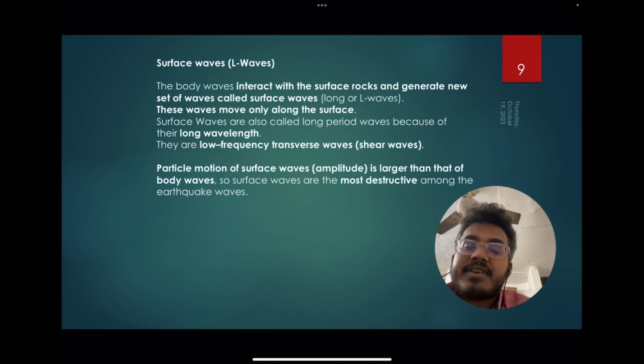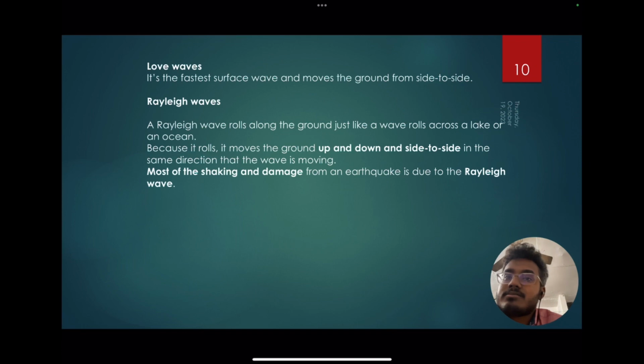When body waves interact with the surface rocks, then surface waves are produced. These are low frequency, high wavelength and high amplitude waves, which are present only at the surface. And as we move from the surface to the interior of Earth, their amplitude decreases in an exponential manner. It has two types, love waves and Rayleigh waves.